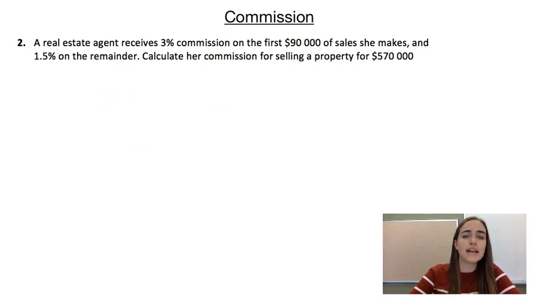Our second example is a little bit different. We've got a real estate agent who receives 3% commission on the first $90,000 of sales she makes, and then 1.5% commission on anything above that. We're asked to calculate her commission for selling a property worth $570,000. On the first $90,000 of that, she's earning 3%.